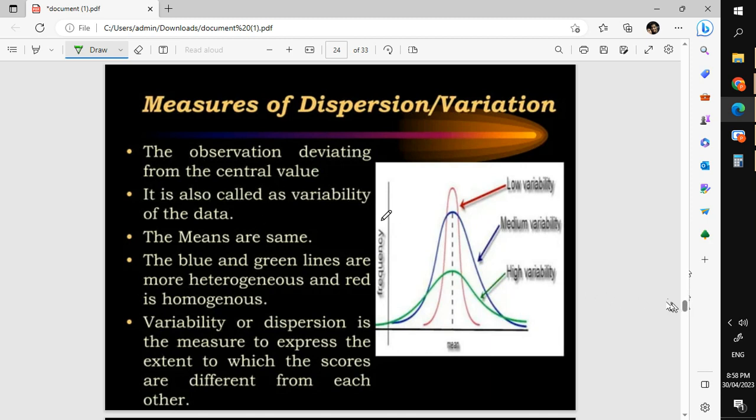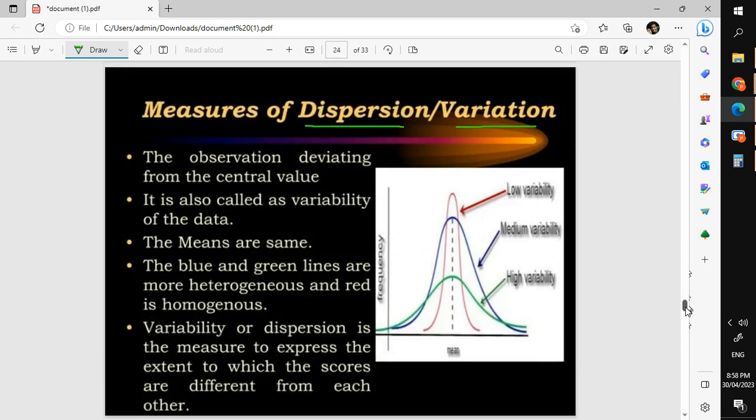Okay, so let's have the measures of dispersion and the variation. It's called dispersion or variation because these values will tell you how scattered your data is, how dispersed your data is. The observation deviating from the central value is called dispersion or variation. This is called as variability of the data. The means are the same. Okay, the blue and the green lines are more heterogeneous if you are to see. The blue and the green line are more heterogeneous and the red is homogeneous.